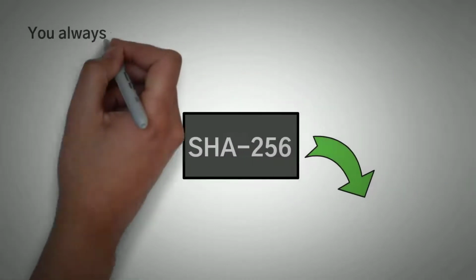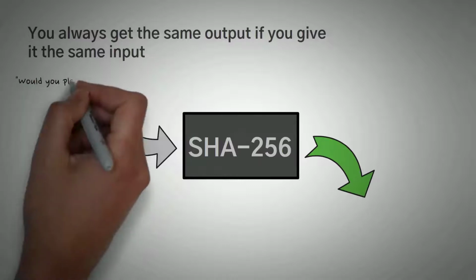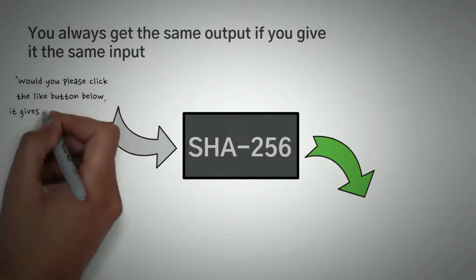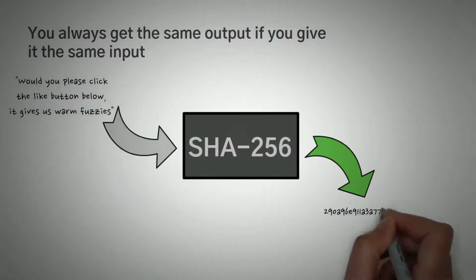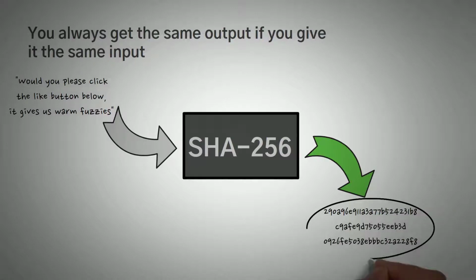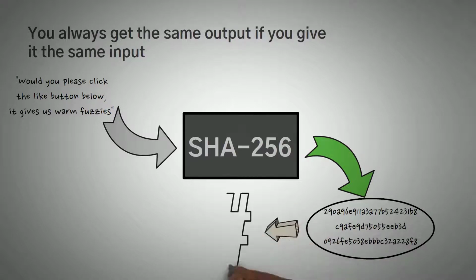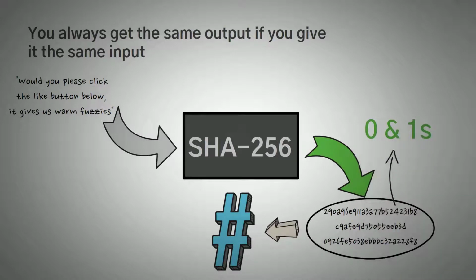Number 1, you always get the same output if you give it the same input. So if we give it, "Would you please click the like button below? It gives us warm fuzzies." Then it would output this. But if you did it again, it would give you the same seemingly random numbers and letters, but they will be the exact same. Now these numbers and letters are what we call the hash. And like I said, it's actually a bunch of ones and zeros, but we turn it into numbers and letters so we can look at it easier and it's easier to copy and paste.